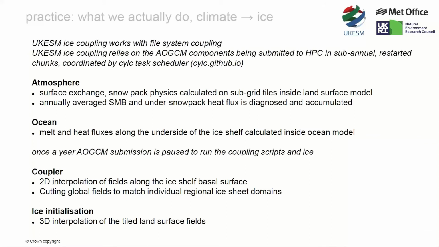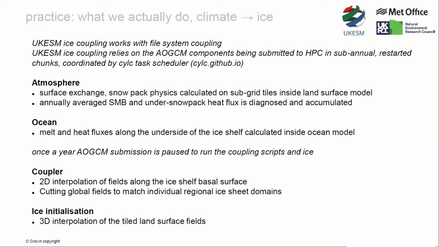So what do we actually do? It's in some ways a very simple crude system. UKESM ICE works with a file system coupling. This whole architecture takes advantage of the fact that UKESM, like a lot of big climate model things and things that run on big HPC, run in small chunks that are scheduled to run a month or 2 months or a year or something in a job, and then shut itself down, save its state, and then submit the next chunk to the queues.